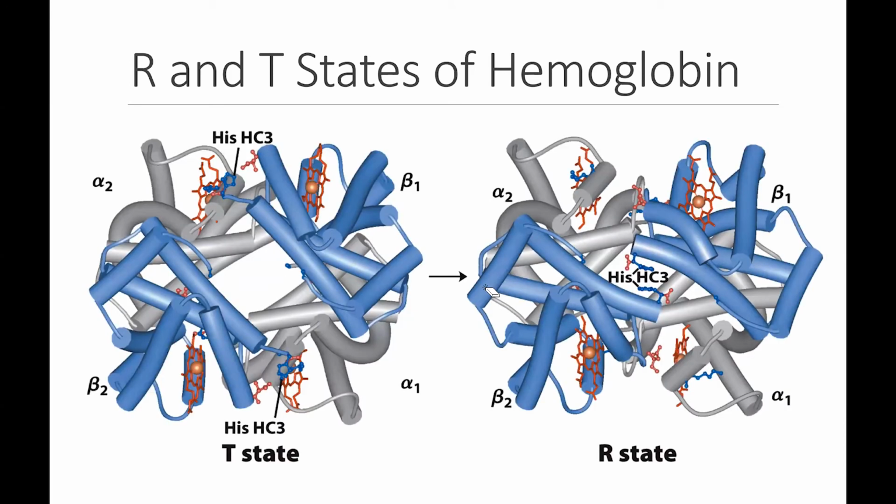And here's just a look at those two states. You can see some changes in the three-dimensional structure of the T state or tense state versus the R state. You can see the R state actually looks a little bit more expanded. Things are kind of sticking out more. It's taking up more room. And again, that goes with this idea of it being more relaxed, it's more open. Those heme molecules are more available to binding oxygen.